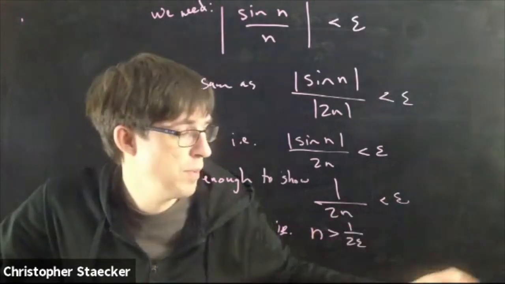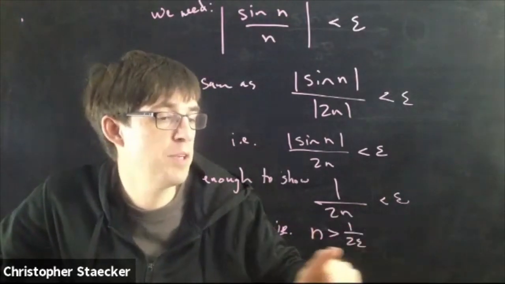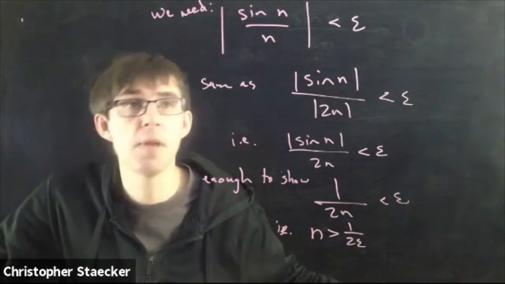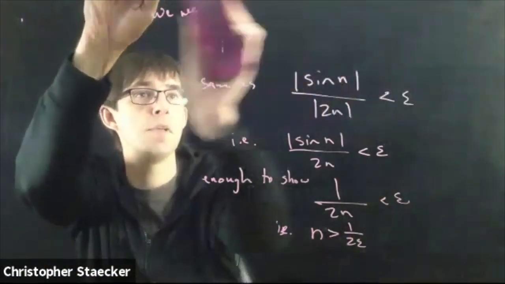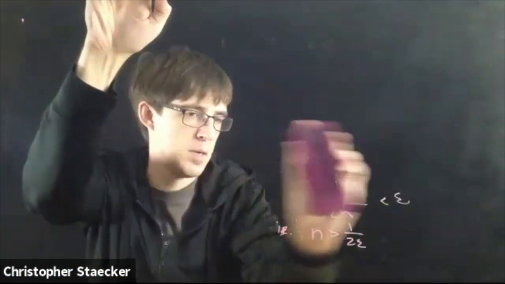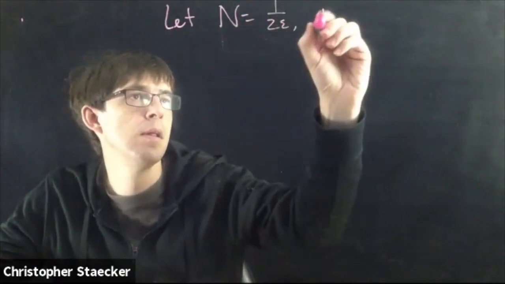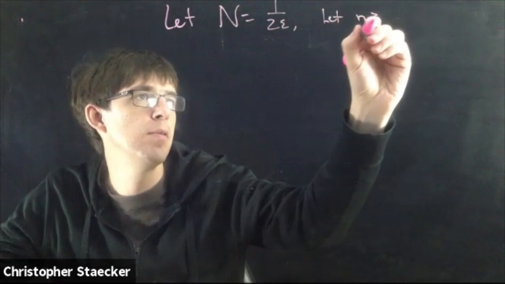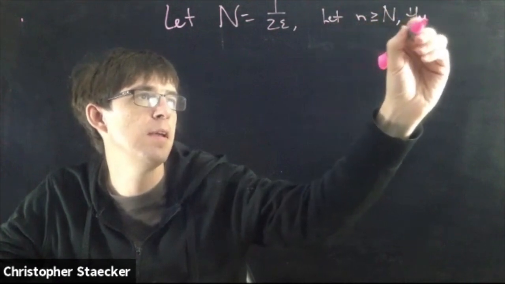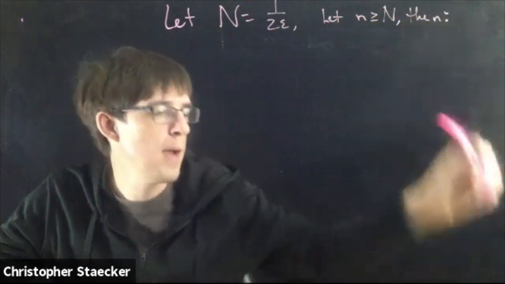And then we go through the end of the proof. So this is how we choose the big N. Let's see if I can write out the rest of the proof then. So I say let the big N equal 1 over 2 epsilon, and let little n be greater or equal to the big N. Then what do we got?